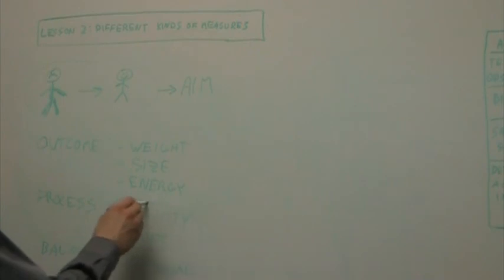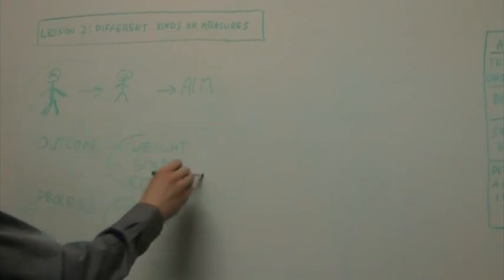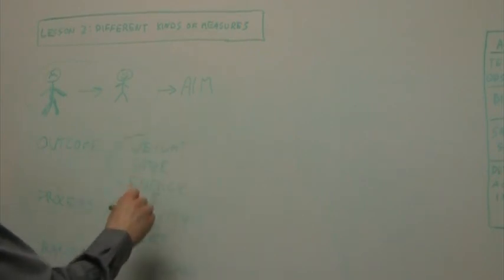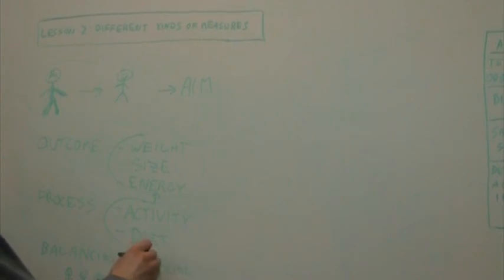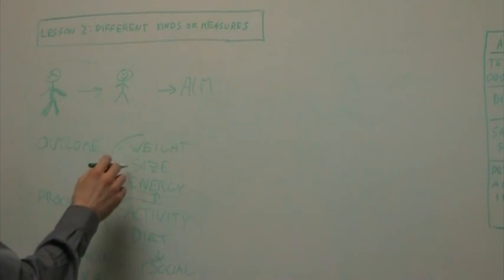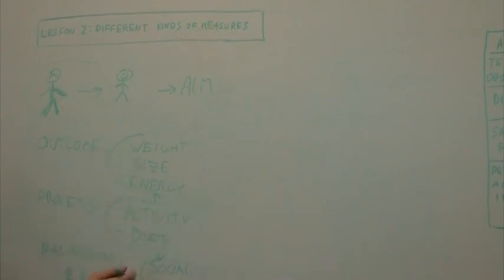Once again, we see that the process measures impact the outcome measures and the balancing measures. But the goal of any QI project is to positively impact the outcome while not sacrificing on the balancing measures. So this is just a simple example of using outcome, process, and balancing measures in quality improvement.